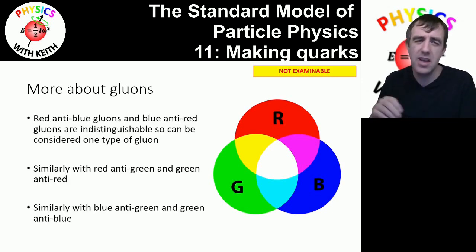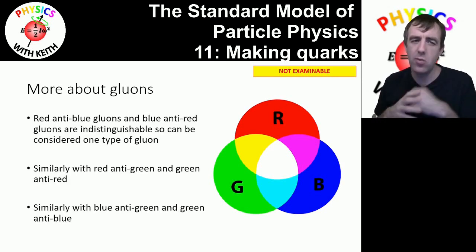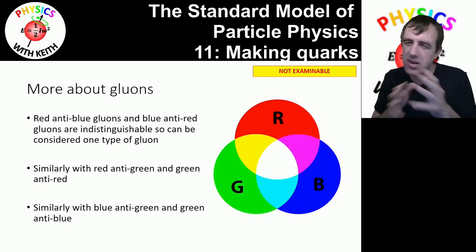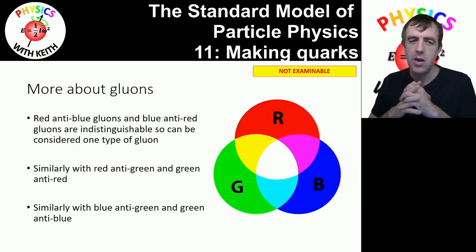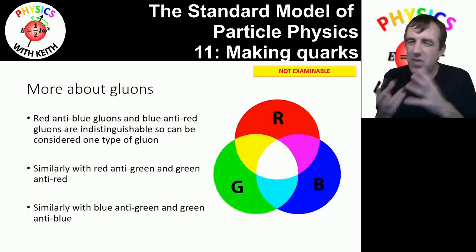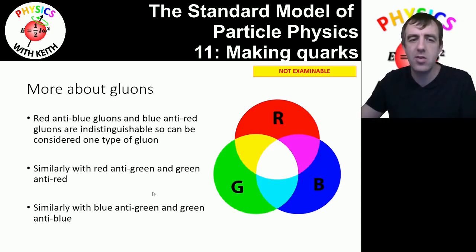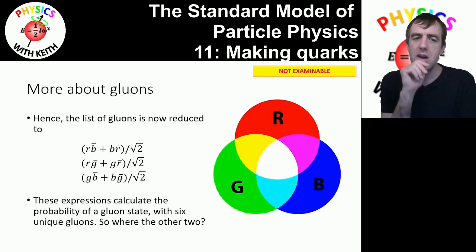There's also an idea here that red anti-blue gluons would interact with red quarks and blue quarks. Well, so would blue anti-red gluons. So they would be indistinguishable from each other. So we can start bunching together some of these gluons and saying, well, if they're indistinguishable, let's just say they're one type of gluon. And we can do the same thing with red anti-green, green anti-red, and with blue anti-green, green anti-blue. When you do that, you end up with 3 gluons.